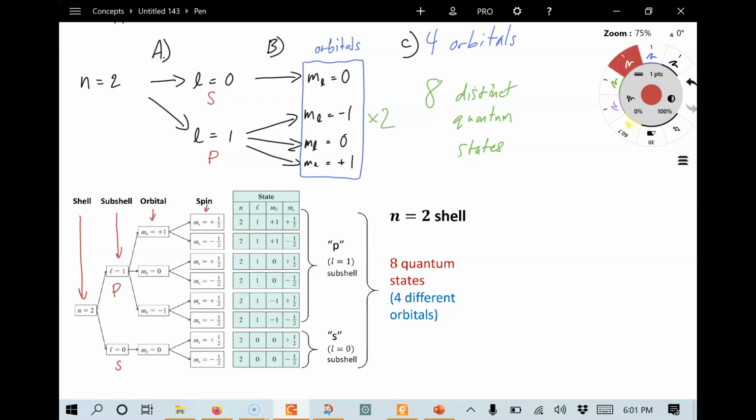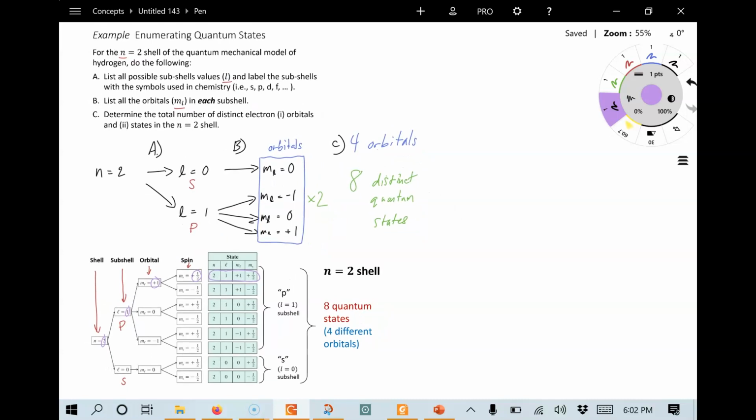And we can actually write down each set of quantum numbers for every one of these distinct electron states. So for example, let's look at the first state here. That's going to be n equals 2, L equals 1, m sub L equals plus 1, and m sub S equals 1/2, right? As you look at the other 7 states, they're all distinct. They each have a distinct set of quantum numbers. So that is how we enumerate quantum states. Practice it a few times until you get the hang of how this works.